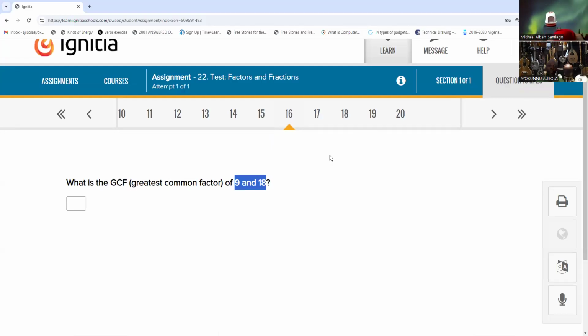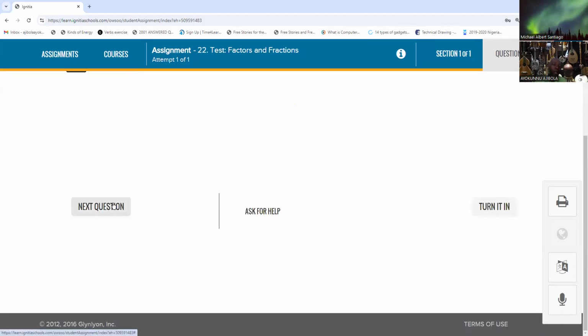If they ask you for LCM, that is 18. But if they ask you for greatest common factor, that is 9. Okay, because 9 can divide 18, and 18 is a multiple of 9.